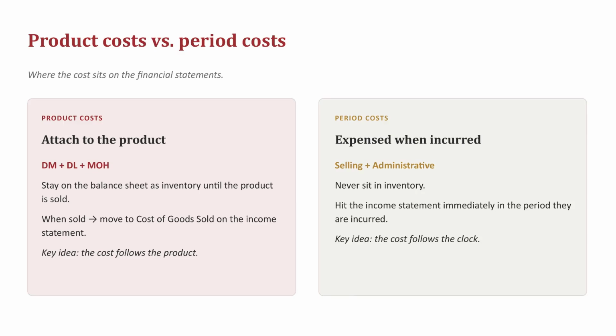Think of it this way. Product costs follow the product, while period costs follow the clock. So factory depreciation is a product cost because it is manufacturing overhead, but the sales manager's salary is a period cost.